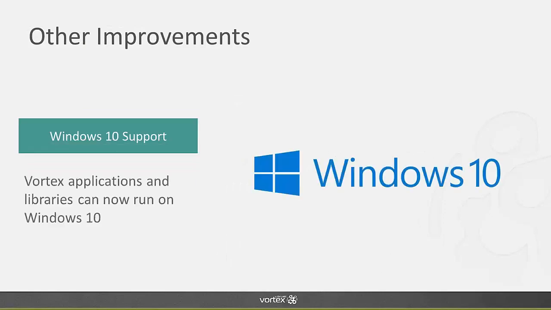One last element I'd like to talk about is that Vortex applications and libraries are now able to run on Windows 10. So if you're considering moving to Windows 10, this is good news. We support Windows 7 and Windows 10 in 64-bit since 6.5. So 32-bit is no longer supported.